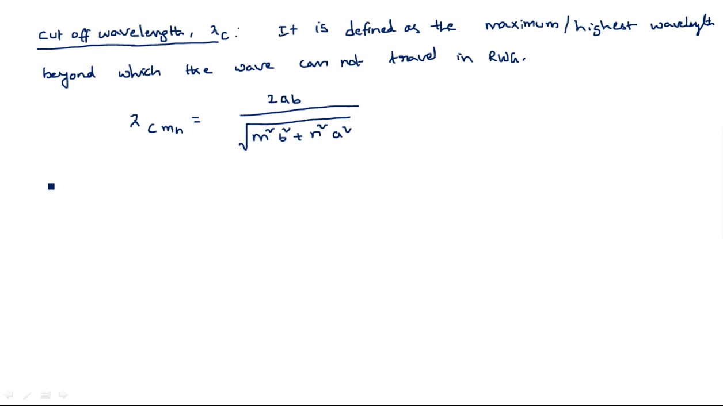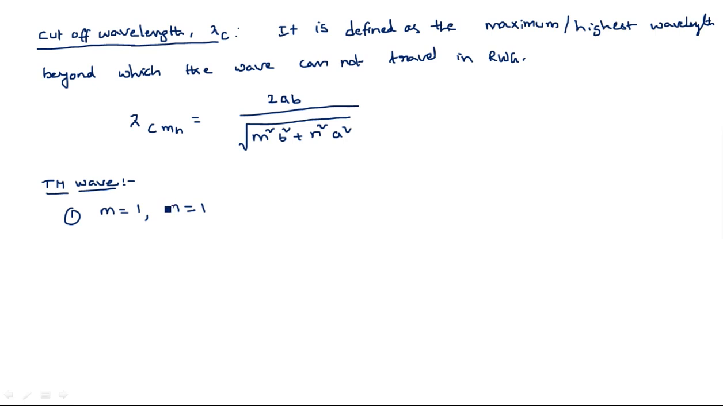Now let us talk about the TM wave. Transverse magnetic, we already know what the TM wave is, where the magnetic field component along the direction of propagation is zero and the electric field component exists. Let us take the first case, m is equal to 1, n is equal to 1. Again, here we need not check the 0, 0 condition. For m equal to 0, n equal to 0, lambda c is infinity. We have no such mode existing in the rectangular waveguide.